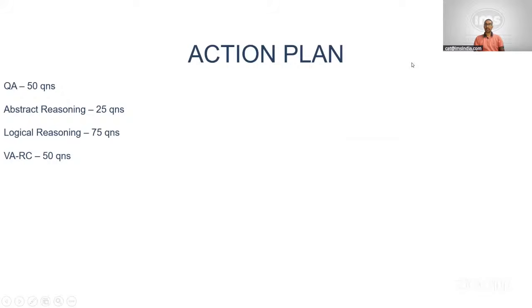This is something I would recommend that you all do, let's say 5 minutes before the exam. So here is the action plan. You all know the pattern of the CET, which has 50 questions in quantitative ability, 25 in abstract reasoning, the AR section as we call it, 75 questions in logical reasoning, and 50 questions in verbal ability and RC. Now, you know that you have a total of 150 minutes for this, 2.5 hours or 150 minutes.